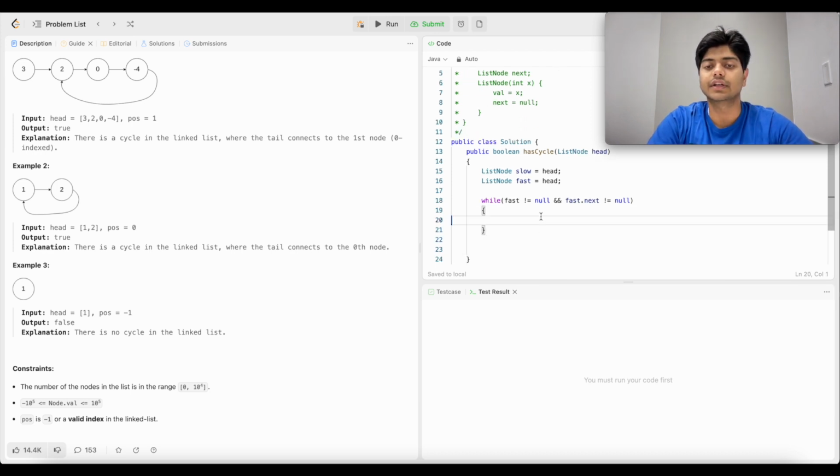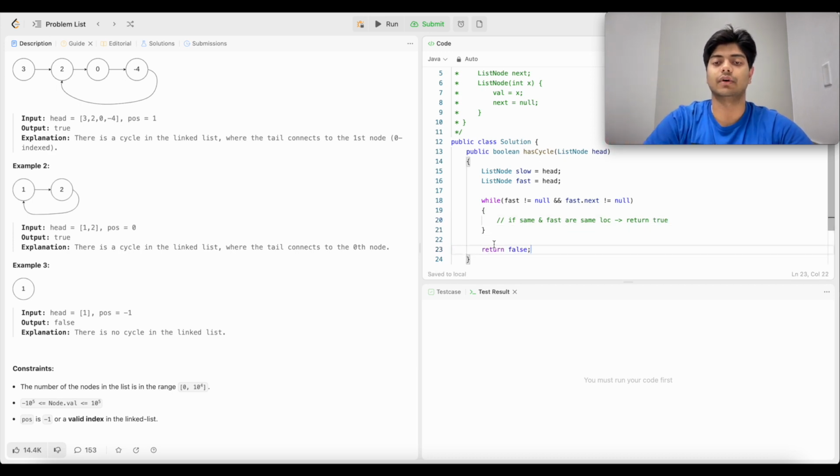And in here, we're going to check if they ever hit the same location. If slow and fast are at the same location, then we know it's true, right? If not, this while loop will end at some point, and we know it'll be false. So this is our end case, kind of. We know in this case there is no cycle, right? So this one we're sure of here.